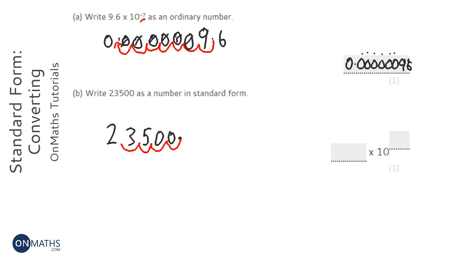And 4. If we put it in there, then we get 2.35, which is between 1 and 10. And we jumped it 4 times. Now remember what I said before, if it's a big number, it's a positive. If it's a small number, it's a negative. Well, this is a big number, 23,500. That's a big number. So it's going to be positive, and it's going to be positive 4.